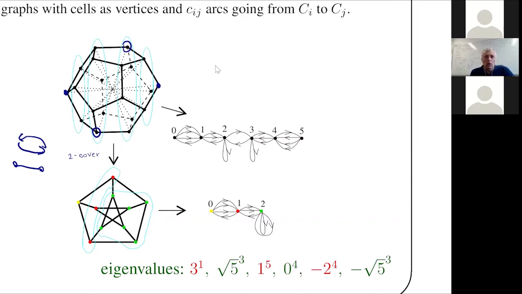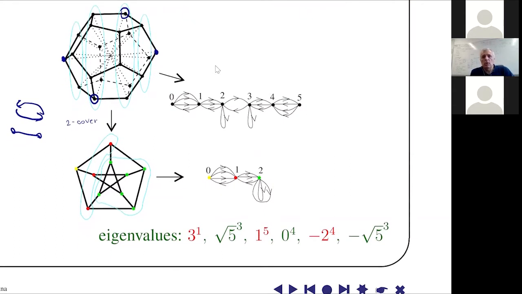Okay, so thinking about eigenvalues, you can see that the eigenvalues of the dodecahedron are all these numbers here together with multiplicities, but the red numbers are the eigenvalues of the Petersen graph, and they nicely interlace the eigenvalues of the dodecahedron. And we'll talk more about that later.